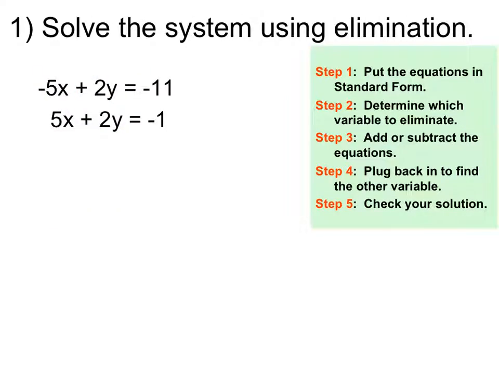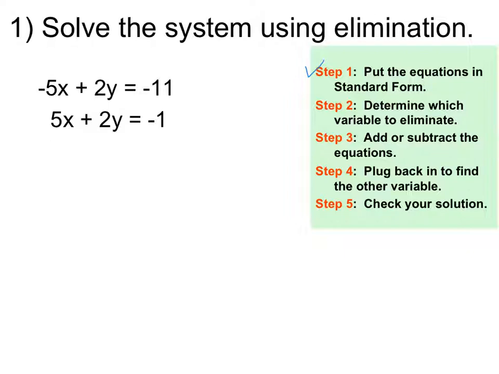So this is your first example on your note sheet. So again, we're going to go through these steps. Step 1 is already done, standard form. Step 2 is look for the variable with the same coefficient so we can eliminate it. And I actually have kind of an issue here because the x's both have 5s, well 5 and -5, and the y's are both the same coefficient of 2.